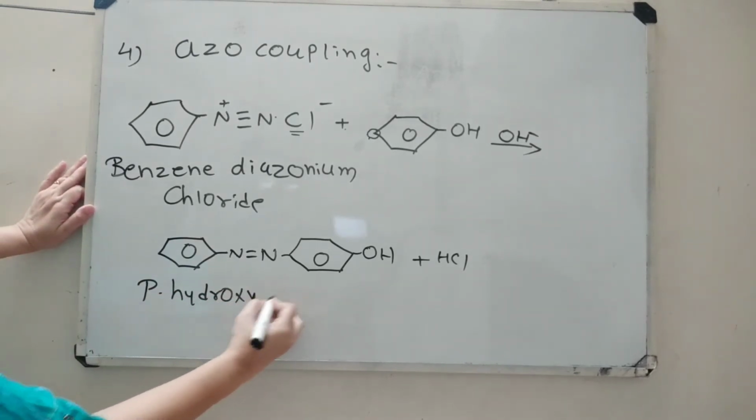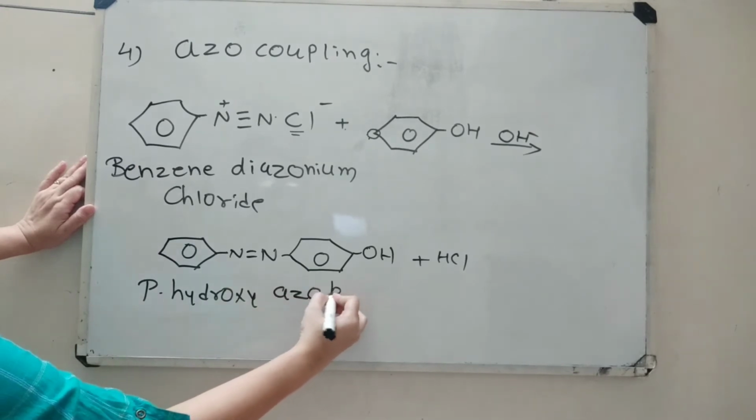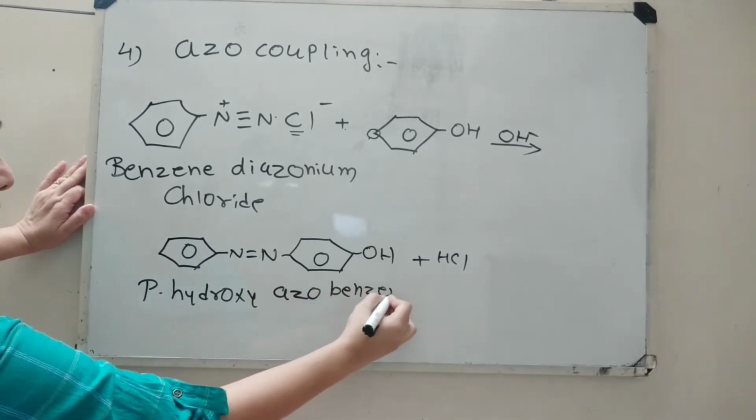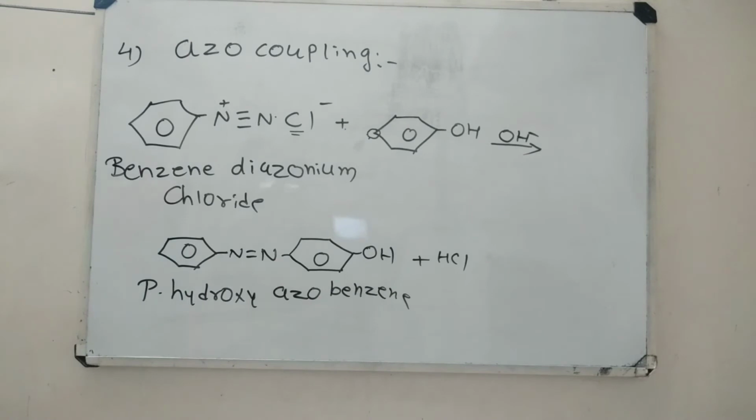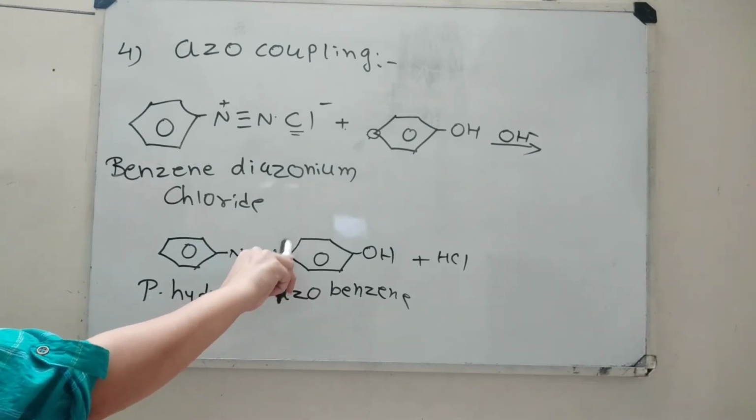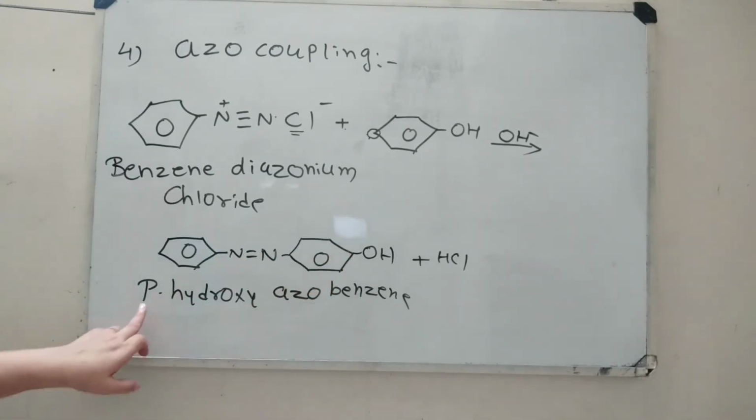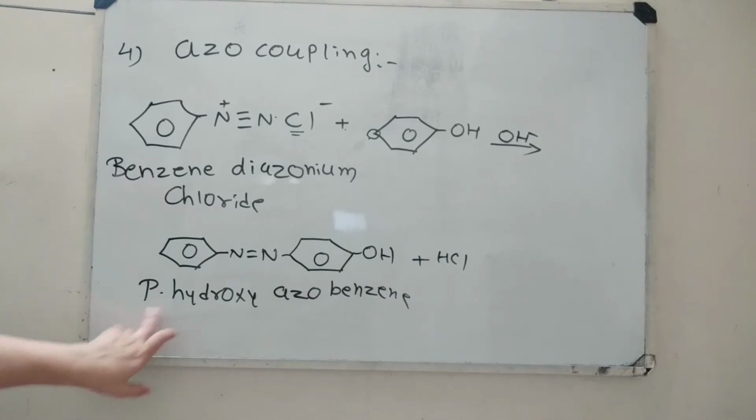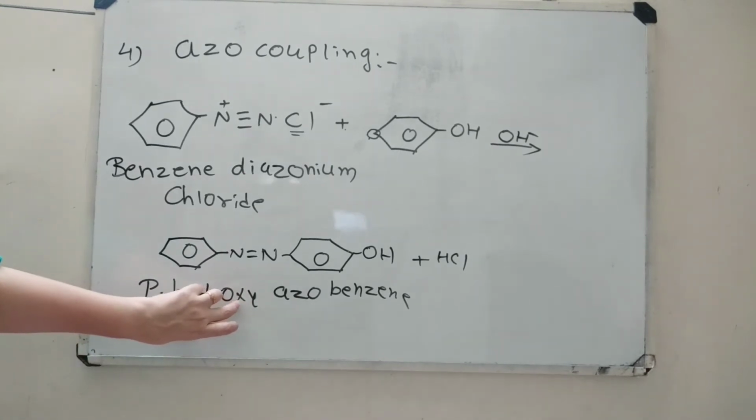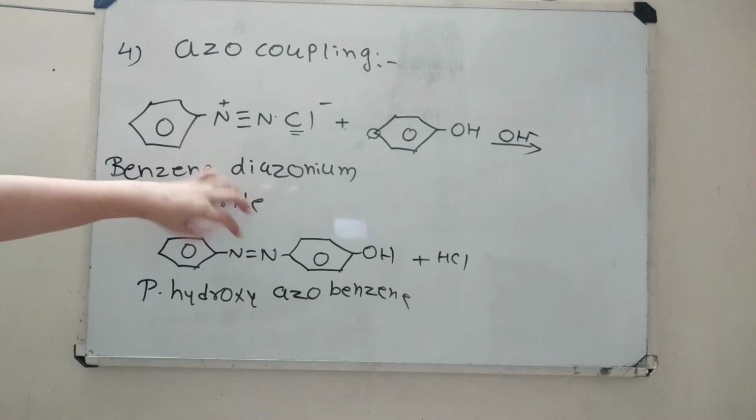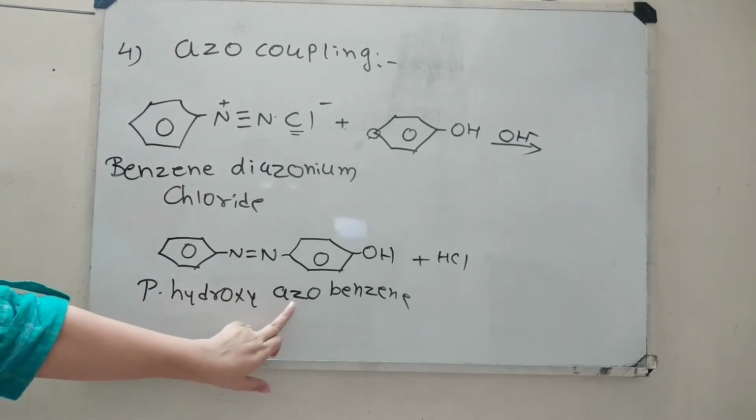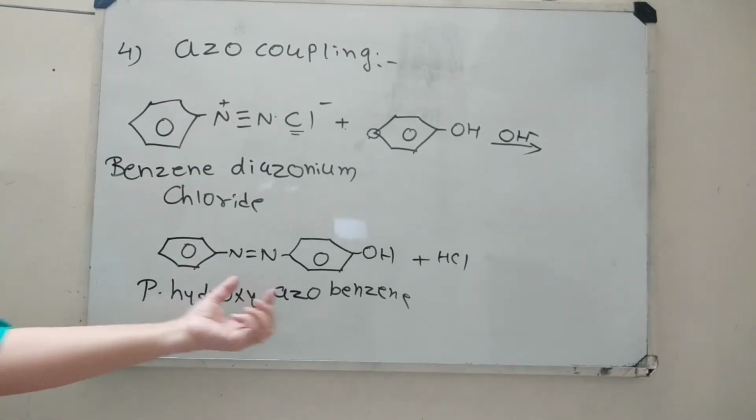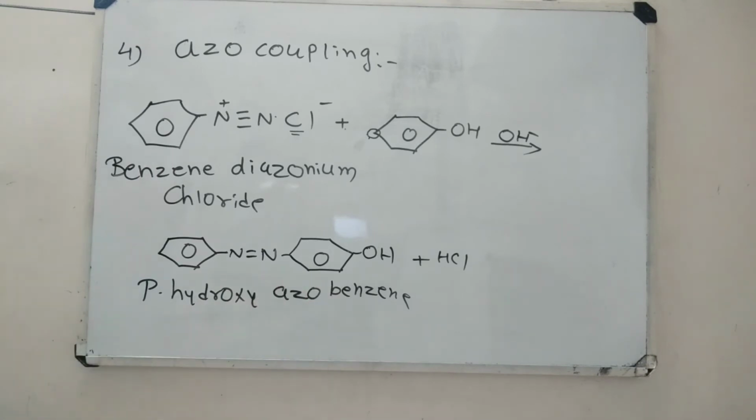hydroxy azo benzene. Why para-hydroxy? Because of the fourth group: 1, 2, 3 and fourth. Fourth means para. To the para group, there is the hydroxy, meaning the OH group is present. And this N and N is known as the azo and benzene ring, so it is known as azobenzene. So this is nothing but the azo coupling group.